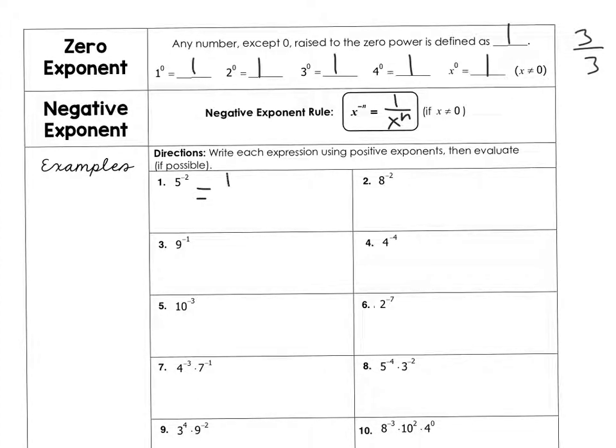So to begin, if we start with 5 to the negative second power, we're just going to rewrite this as 1 over 5 to the second power. And then since it's an integer, we can actually evaluate that. 5 to the second power is 25, so this is going to end up equaling 1 over 25. All right, so 9 to the negative first power, same thing. It's going to end up as 1 over 9 to the first power. 9 to the first power is just 9 by itself, so it becomes 1 over 9.